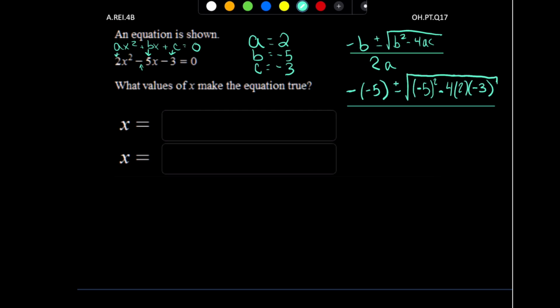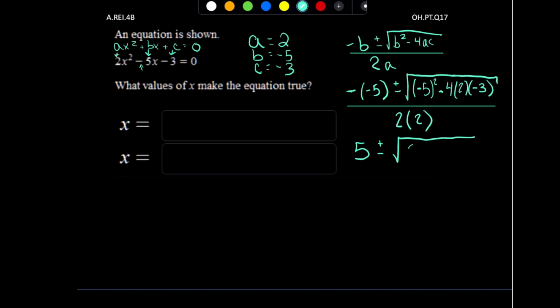All over 2 times A. Your A is 2. All right, so let's do this. -5, that makes +5. Okay? Plus or minus the square root.